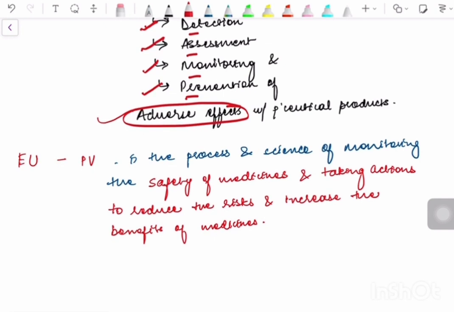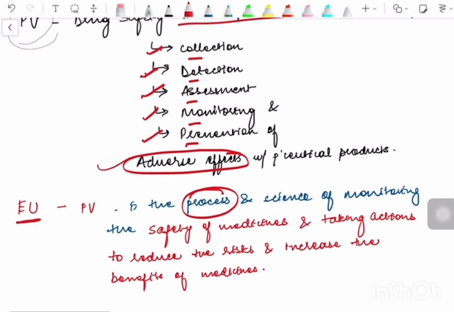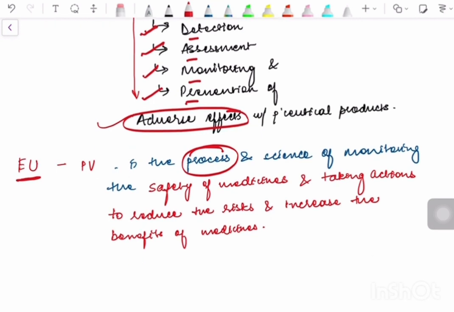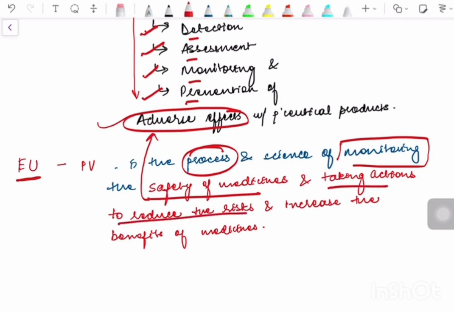Okay, और यूरोपियन यूनियन जो है उसने भी पीवी को कैसे डिस्क्राइब किया है? European Union said PV is the process. It is a process. Why? Because it is a process, right? डाउन द लाइन हम देखें तो प्रोसेस ही तो है. पहले कलेक्ट किया, डिटेक्ट किया, असेस किया, मॉनिटर किया, प्रिवेंट किया. So it is a process in science of what? Of monitoring the safety of medicine, जो कि क्या है? एडवर्स इफेक्ट देखने के लिए, and taking actions to reduce the risk. तो हम उसमें मॉनिटर करेंगे क्या क्या चीज़ें, सेफ्टी ऑफ मेडिसिन, ताकि हम जो रिस्क है उन्हें रिड्यूस कर सके और इंक्रीज कर सके क्या, the benefits of medicine.